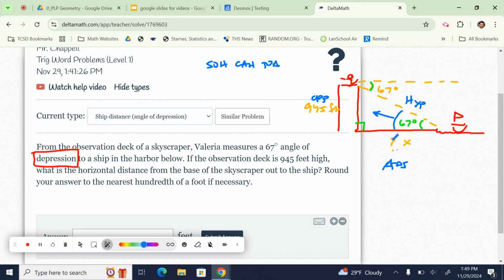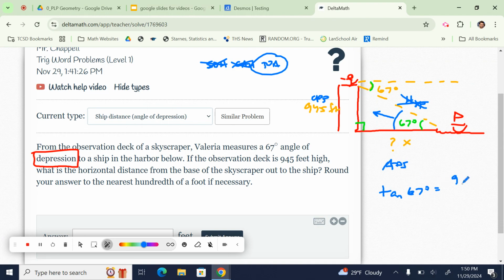Okay, if I look at the three sides, the one I don't care about is the hypotenuse. So I'll cross off H, I'll cross off H. This is a tangent problem. Okay, so to do this problem, let's set it up. So tangent of my angle, 67 degrees, equals, and it's opposite over adjacent.